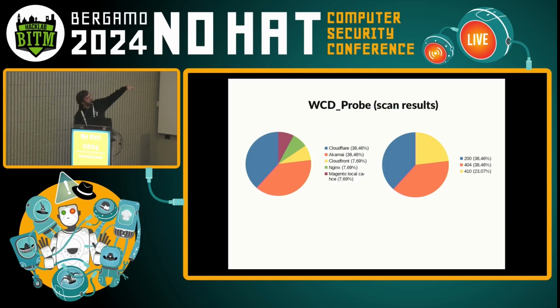Here are the technologies that I found vulnerable. You can see reverse proxy, CDN, local Magento cache. Here is a typo, sorry. And these are the response codes of the cached resources. So it's not always a 200. It can be 410 Gone, 404 Not Found. A lot of codes.